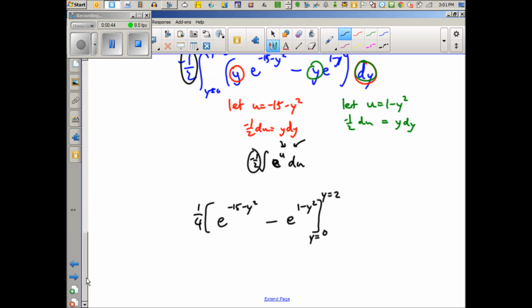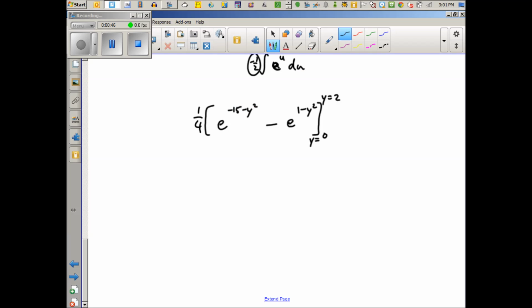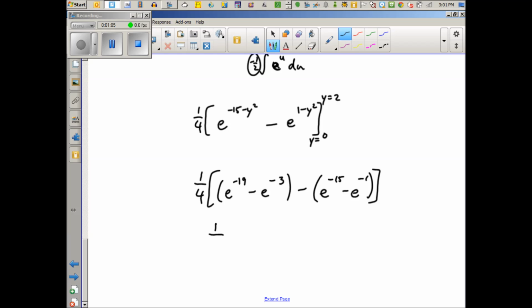Here's where it gets a little messy with numbers, but if you plug in 2, you're going to get e to the negative 19 minus e to the negative 3rd. If you plug in 0, you're going to get e to the negative 15th minus e to the negative 1st. So all things said, we have 1 over 4e to the 19th minus 1 over 4e cubed minus 1 over 4e to the 15th, and then plus 1 over 4e.